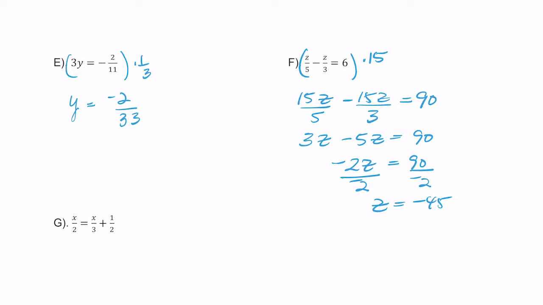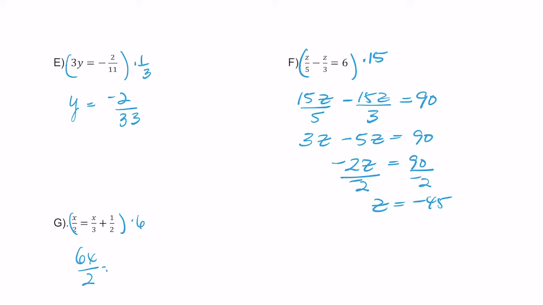Okay, in letter G, we have three fractions. The denominators are 2 and 3. So I need to multiply everything in the equation by the least common denominator. What do 2 and 3 both go into? That would be 6. So I'm going to multiply 6 times x and put it over 2. So that's just 6x divided by 2.